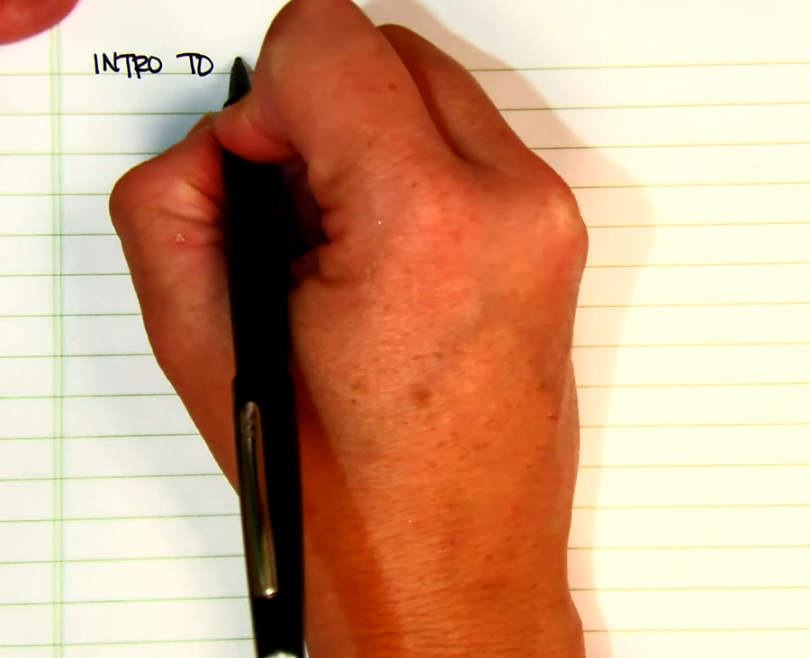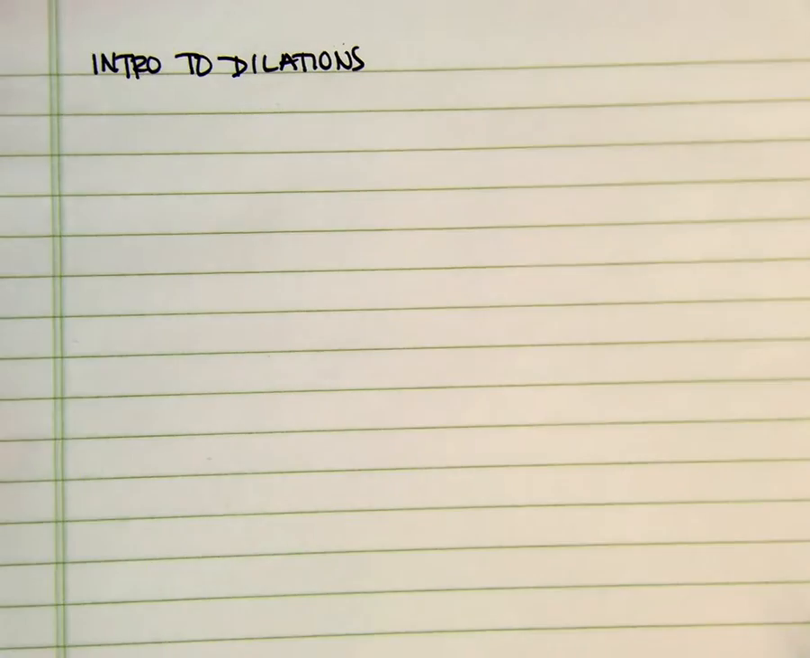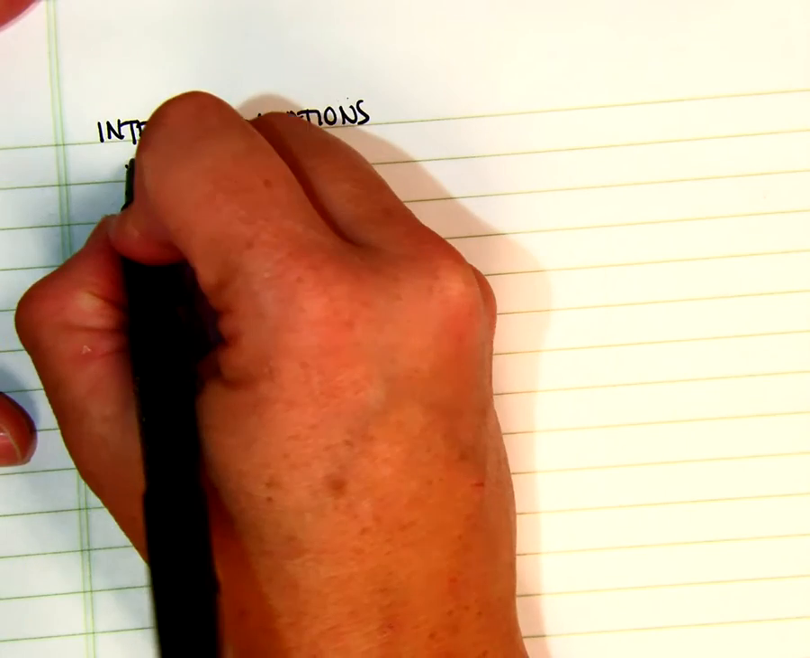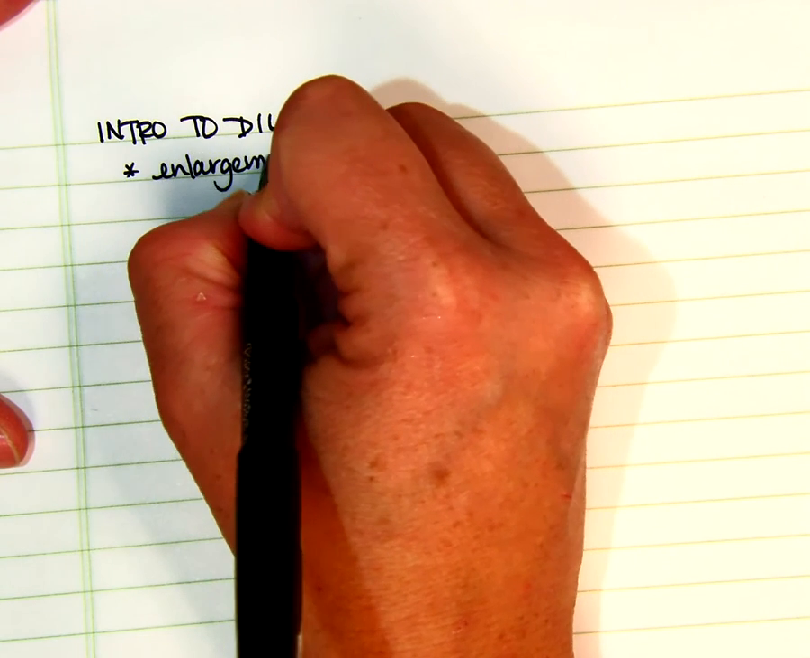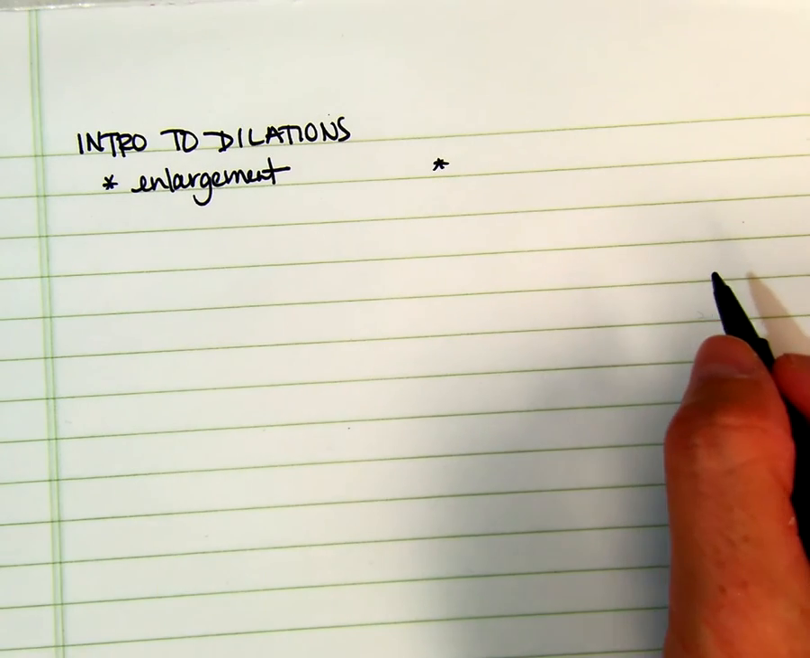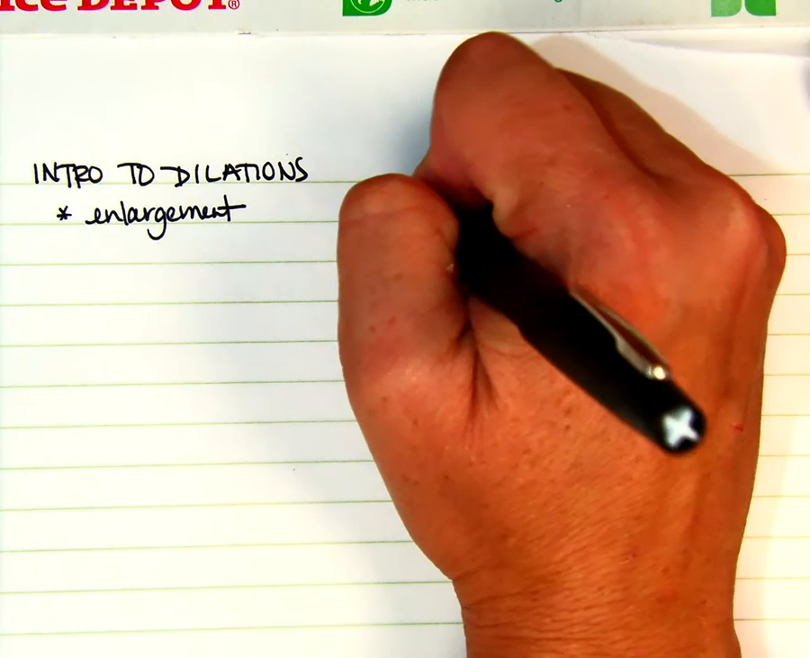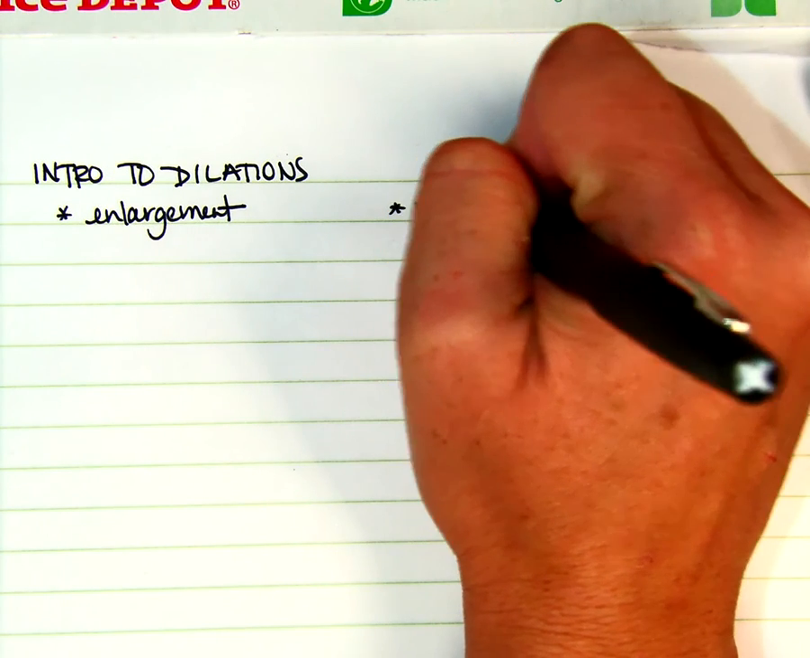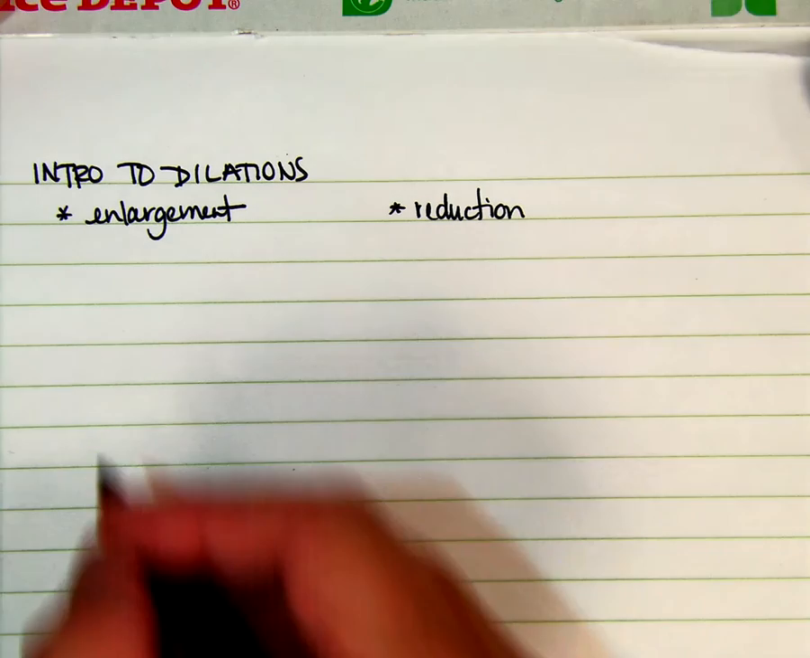Okay, we're going to start off with an intro to dilations. Dilations can either be an enlargement or a reduction. There is also what is called the center of dilation.